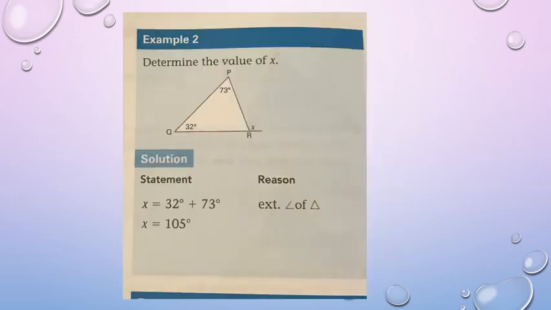Let's look at example 2. Can you see that it's exterior angles of a triangle? That X over there is equal to the opposite interior angles added together. So X is equal to 73 plus 32, which gives you that X is 105. Very important there, your reason: exterior angles of a triangle.